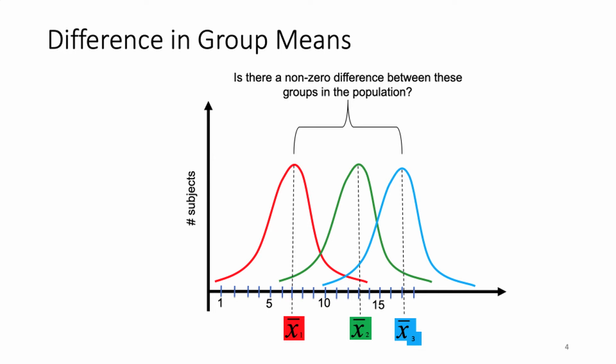The question is, is there a difference amongst these samples that we can generalize to the population? A little bit more clearly, more technically, is there a difference in the population between members of these three groups? Let's move on.